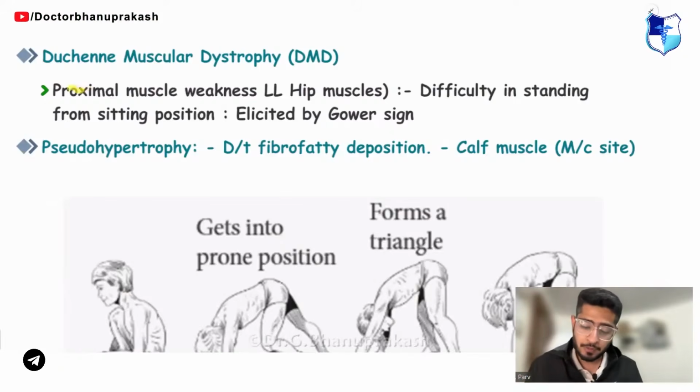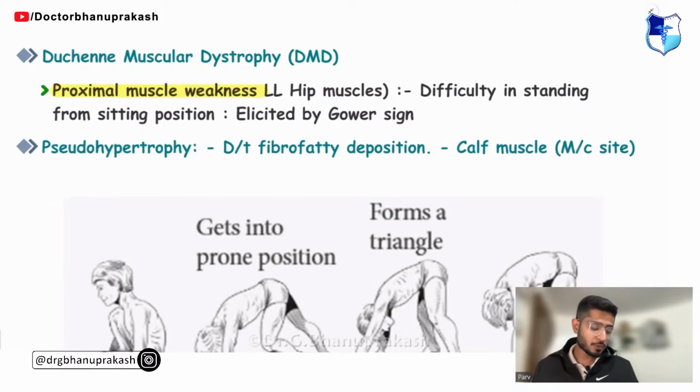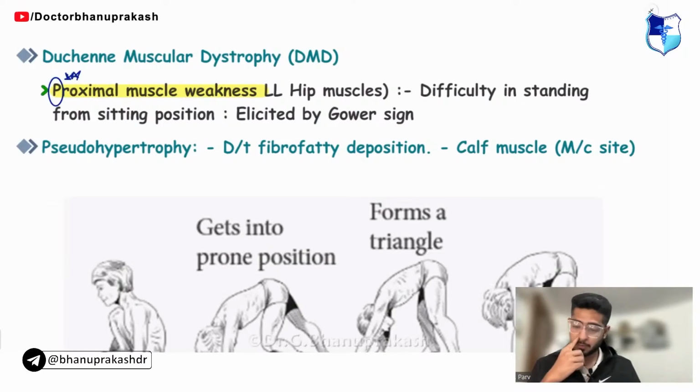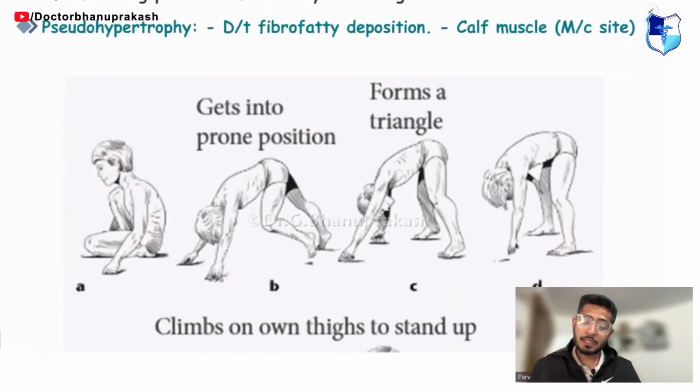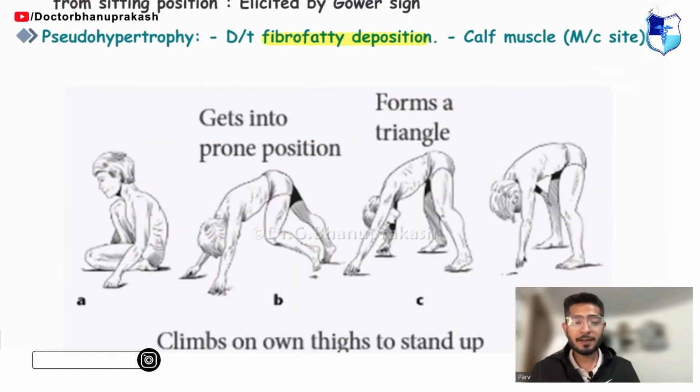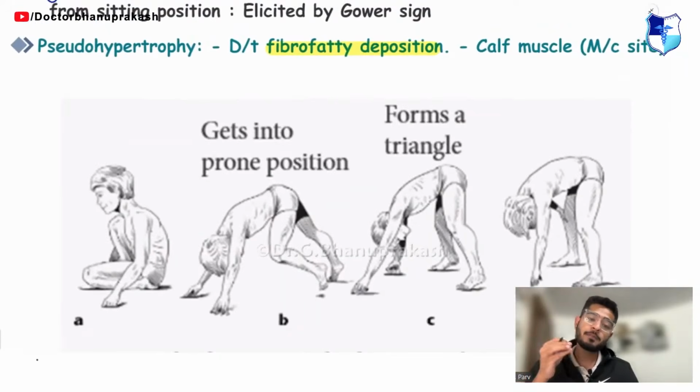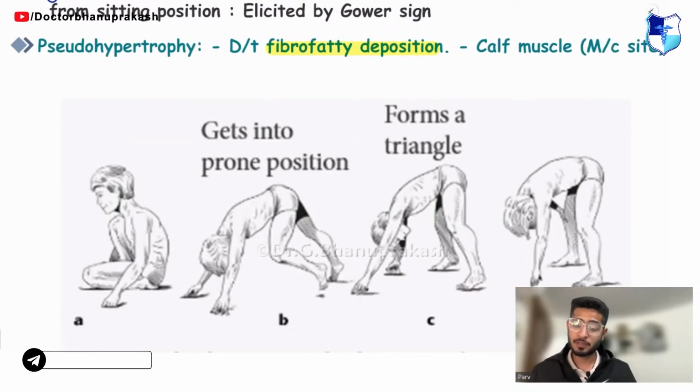Duchenne's muscular dystrophy. Remember, it is a proximal muscle weakness which is going to be there, in the lower limb hip muscles. So basically, they will have what? They will have a fibrofatty deposition. The muscle is going to go out, and there will be fibers and fat deposition, most commonly seen in the calf muscles.